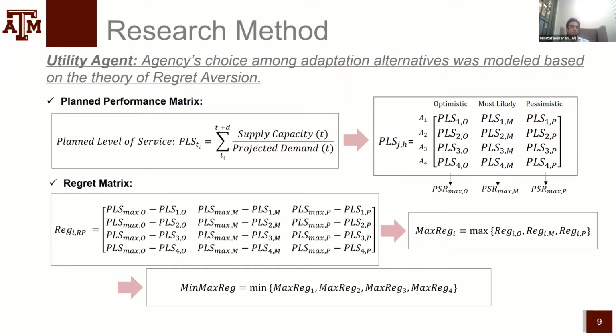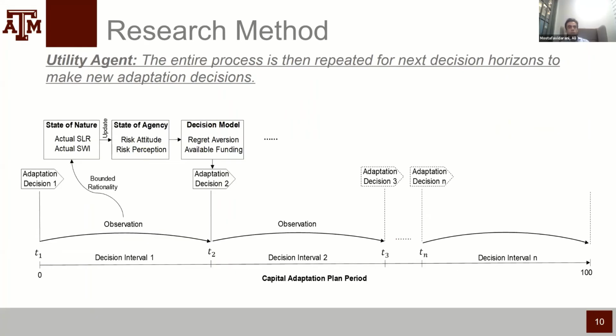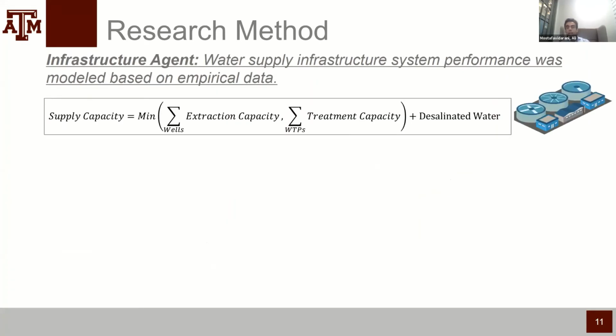Essentially, based on regret aversion theory, the decision is made based on the scenario that minimizes the maximum regret. So we create a regret matrix, calculate the maximum regret, and then try to minimize it, which would determine what actions would be implemented at what point in time. Based on the outcomes of the actors' decision making, we can determine the effects on the water supply infrastructure.